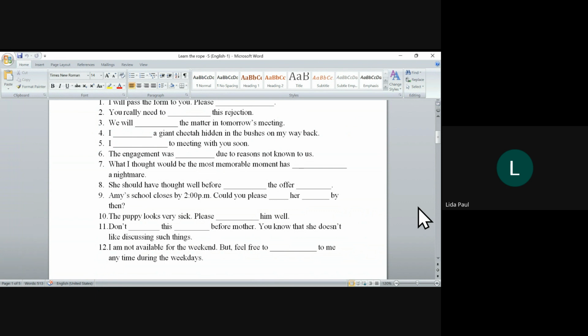10th one. The puppy looks very sick. Please dash him well. Yes, correct. What's the answer? Look after. Look after is a phrasal verb, and is it separable or inseparable? Can I say, please look him after well? We cannot, right? So it's an inseparable phrasal verb.